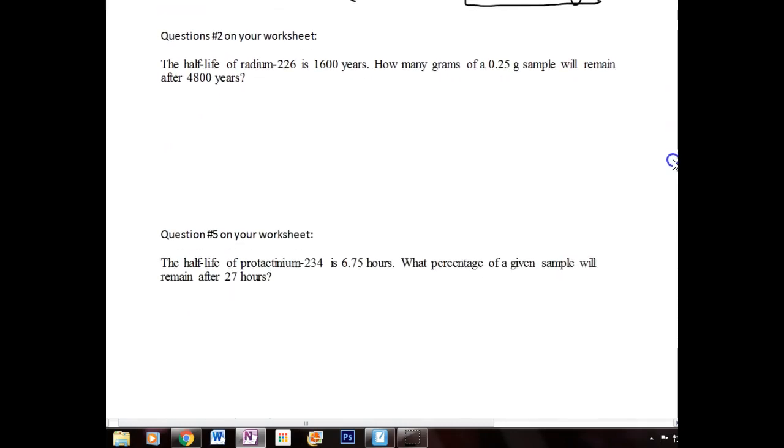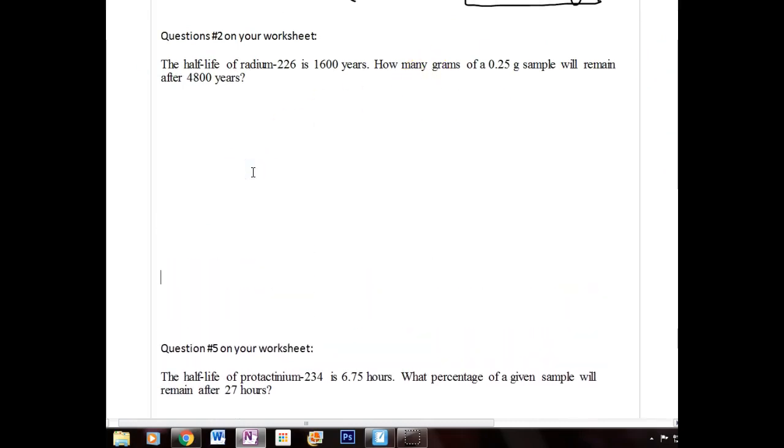Okay, so here is question number 2 from your worksheet. Let's take a look at this. It says the half-life of radium-226 is 1,600 years. There's its half-life. How many grams of a 0.25 gram sample will remain after 4,800 years? Okay, there's some good information.